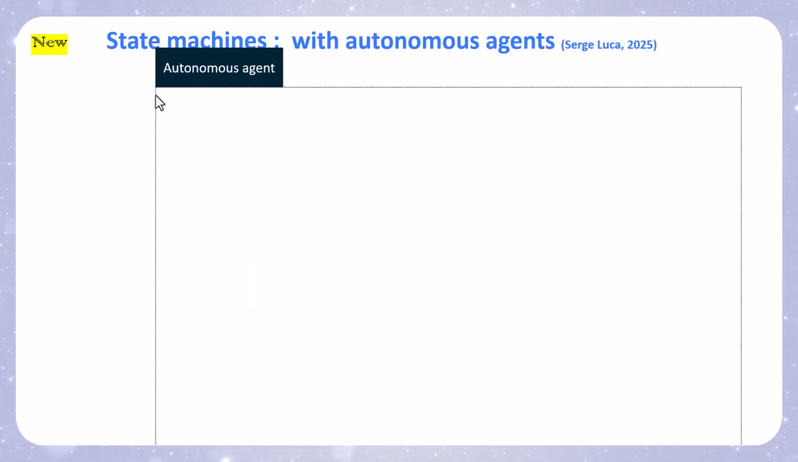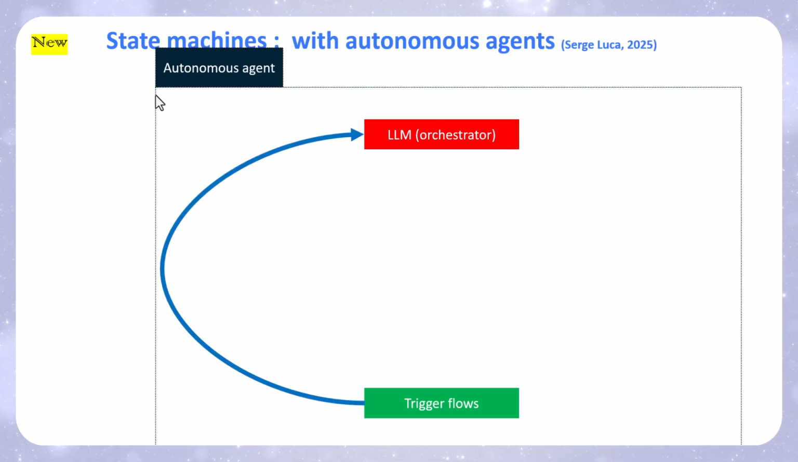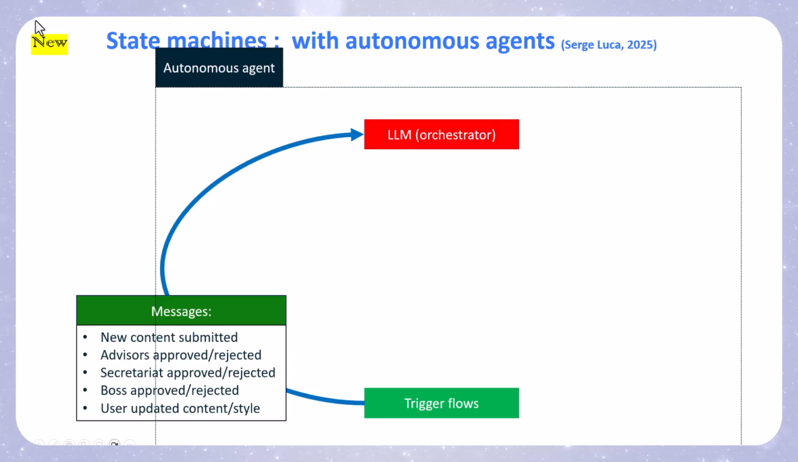And the pattern, the technical pattern, is the following. So we have an autonomous agent, Copilot Studio agent, where we have the LLM, the orchestrator, and we have the trigger flow. And the trigger flow sends information to the orchestrator, the LLM. And the messages are the following. Hey, a new content has been submitted. Or advisor has approved, rejected. Or secretariat has approved or rejected, etc. These are the messages that my trigger flow sends to the LLM, to the orchestrator.